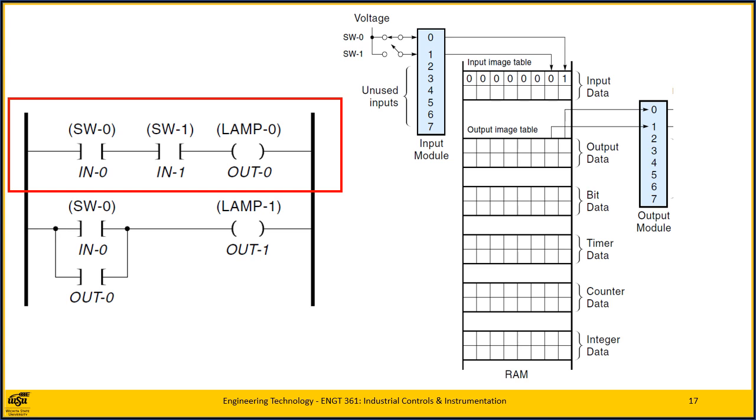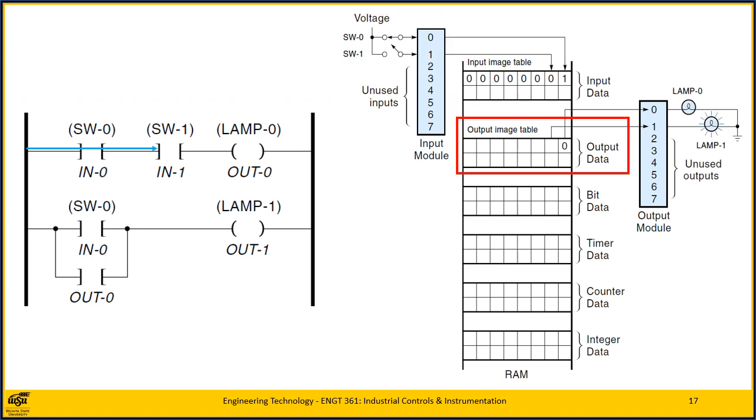Step 2. The PLC turns its attention to the ladder diagram, starting with the first rung. The first two symbols in the rung are input switches. So the processor reads the status from RAM. It then evaluates the logic indicated by the rung. In this case, SW0 is on and SW1 is off, so OUT0 will not be energized. The status of OUT0 is stored as a 0 bit in the output data section of RAM.